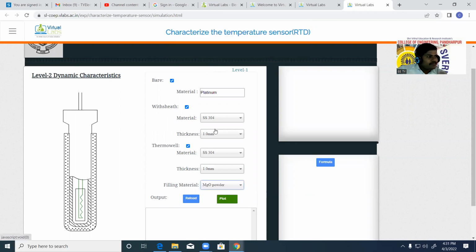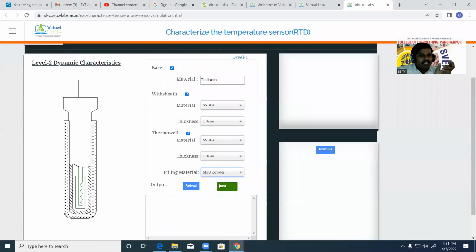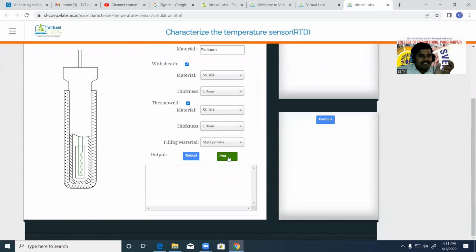11.30. See, there is a change in time constant. If the material is bare, single sheet, it can be used, and if it is fitted in the thermowell, then the time constant of that material will be changed. According to this, there should be a graph of that material. We will plot that graph.